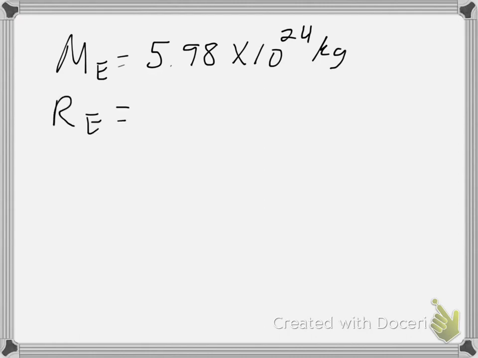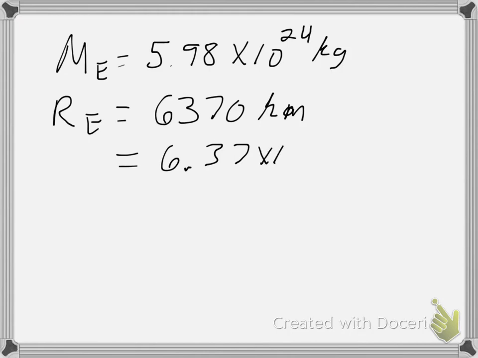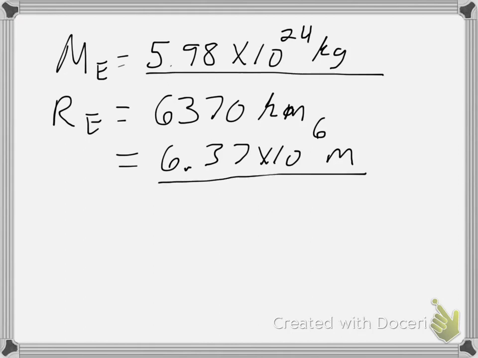So the mass of the Earth is what? 5.98 times 10 to the 24th kilograms. And the radius of the Earth is 6,370 kilometers, which is 6.37 times 10 to the 6th meters. And so now that we have these two values, okay, we can go ahead and plug everything in. So F is going to be equal to 6.67 times 10 to the negative 11th newtons times meters squared over kilograms squared.